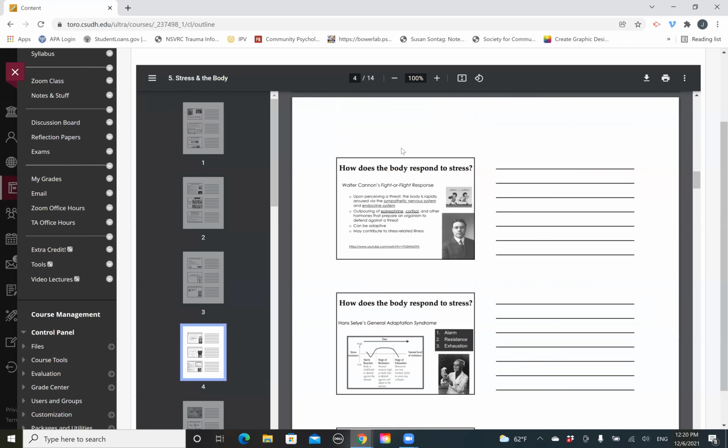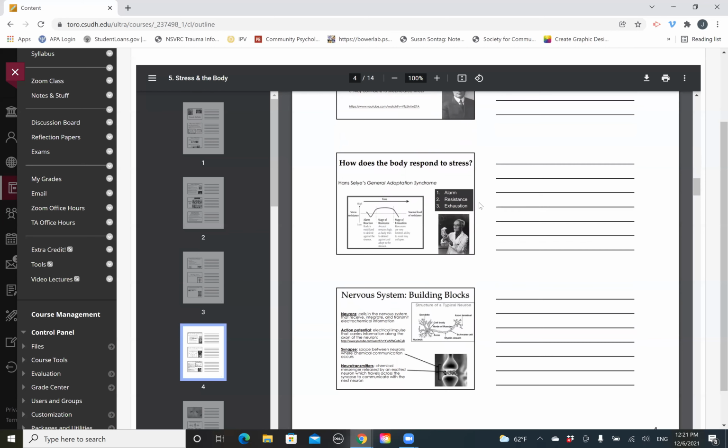Upon perceiving a threat, the body is rapidly aroused via the sympathetic nervous system and endocrine system. Outpouring of epinephrine, cortisol, and other hormones that prepare an organism to defend against a threat can be adaptive, and it may contribute to stress-related illness. If your body is constantly waiting for the other shoe to drop or something to happen, right? Your body gets worn down from that.